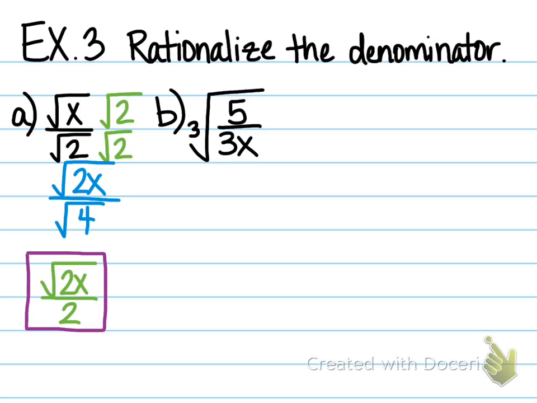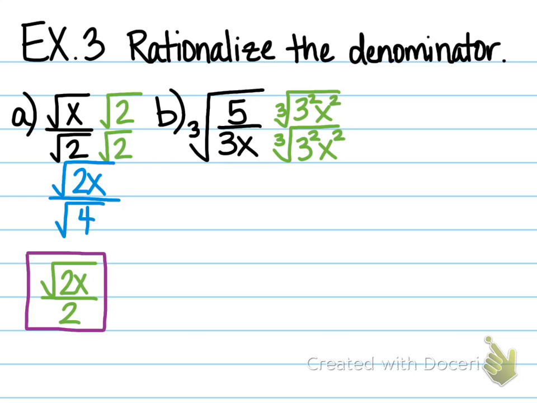So I have to multiply top and bottom of this fraction by whatever will make the cubed root of 3x cancel. So since it's a cube root, I need 3 3's, and I would need 3 x's. I already have 1 3 and 1 x, so I'm going to multiply by what I don't have, which would be 2 more 3's and 2 more x's. So 3 squared and x squared. So I need to multiply top and bottom times the cubed root of 3 squared x squared.